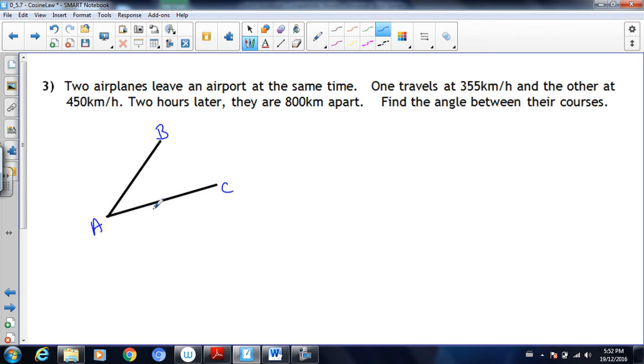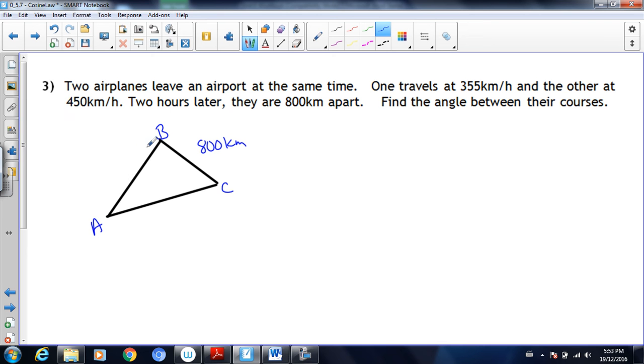Based on what we see here, 2 hours later, they're 800 kilometers apart. So if B and C are here after 2 hours, then they are exactly 800 kilometers apart. Now, there's another piece of information that's important here. It tells us that one of them travels at 355 kilometers per hour and the other at 450 kilometers per hour.